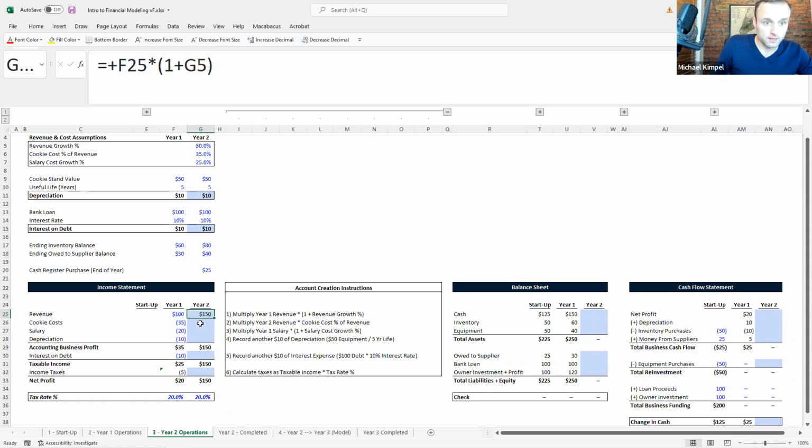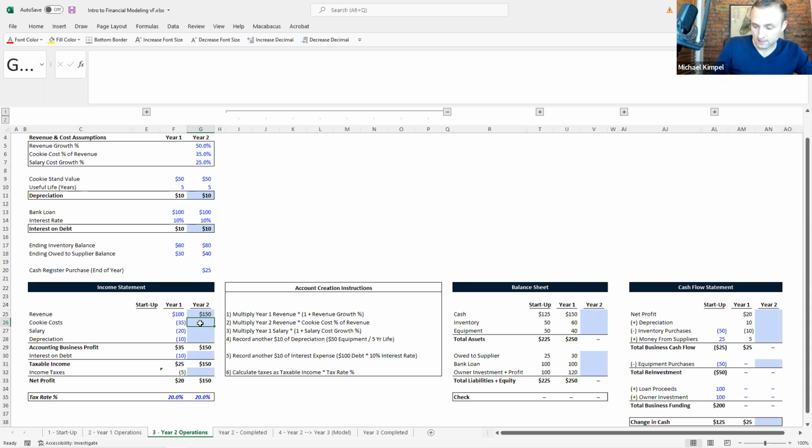Then on the cost, it's a little different. We're going to attach costs to the revenues as opposed to just growing the cost for the first category of costs here. As we sell more cookies, we're probably going to incur costs proportional to the growth in revenue. If we sell more cookies, we incur more cookie costs.